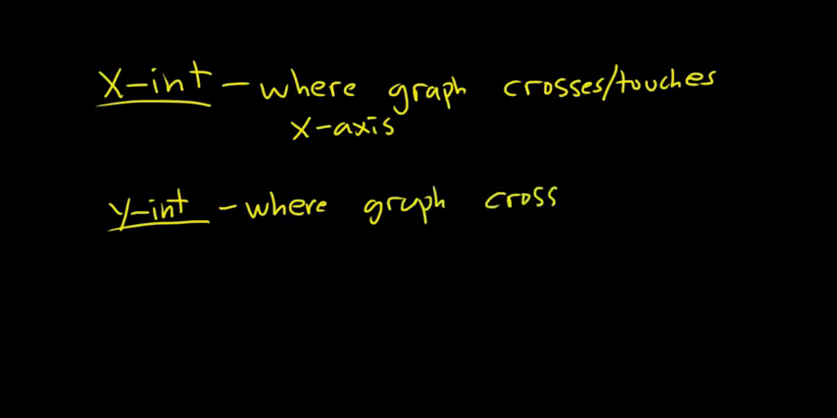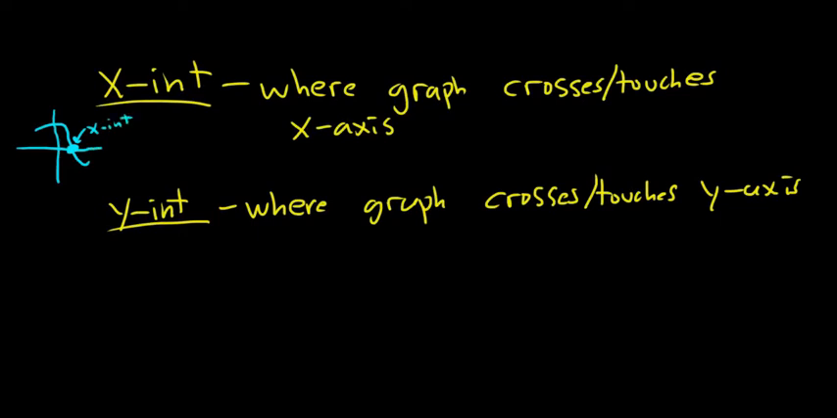crosses or touches the y-axis. Okay, so let me show you an example over here so you see what it looks like graphically. So for the x-intercept and the y-intercept, so this here, this is the x-intercept, right, because this is the x-axis, and this here, this is the y-intercept, because that's the y-axis.